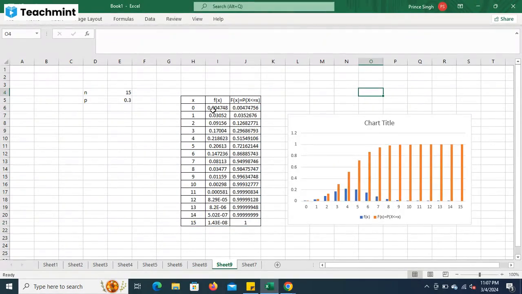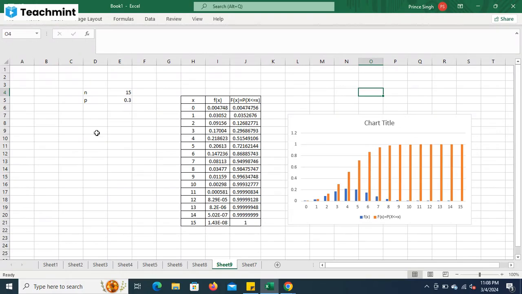Okay, so what we have considered here in the problem of binomial distribution, we are given the number of trials and the probability of success. With the help of this information, we first calculate the probability mass function and the cumulative distribution function using the command of binomial distribution. And then we can plot the graph with the help of this command, right?